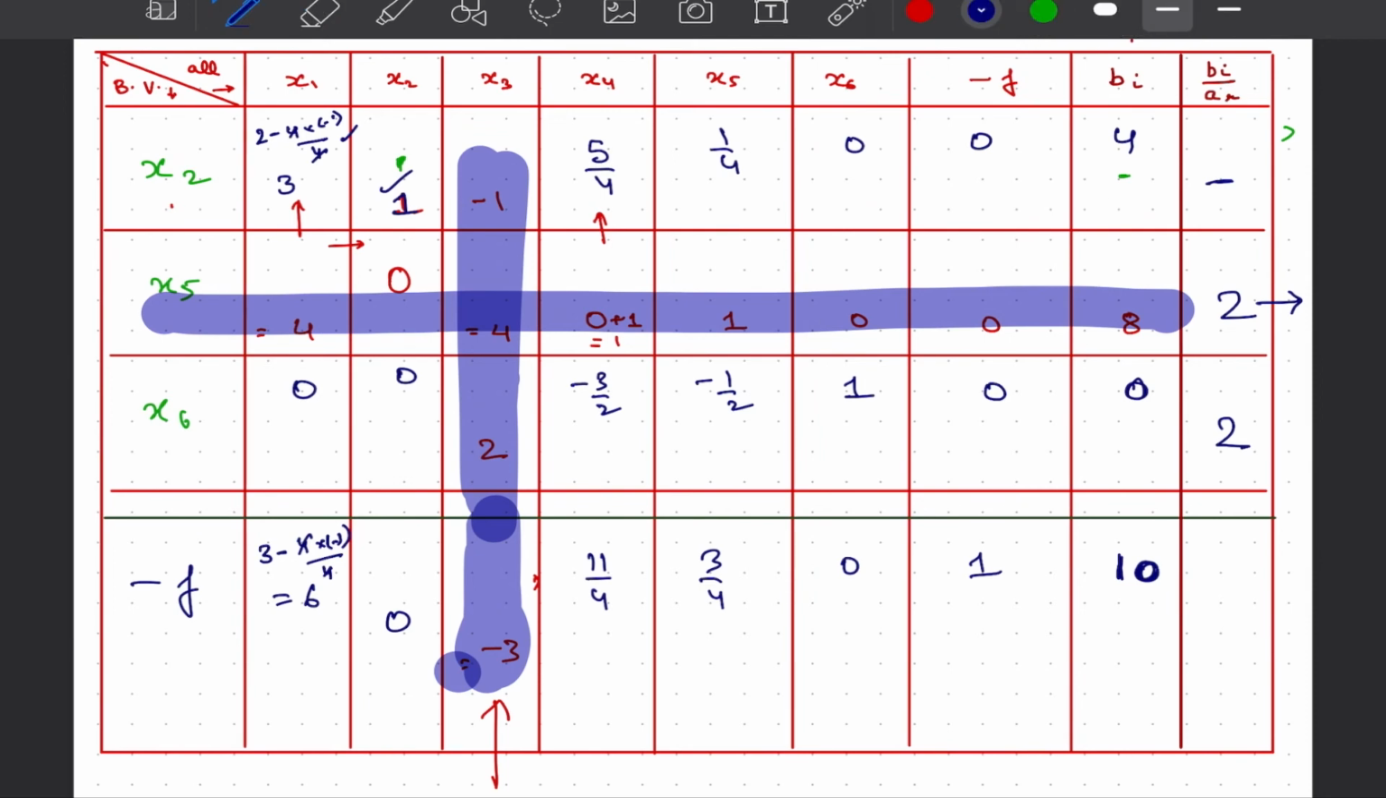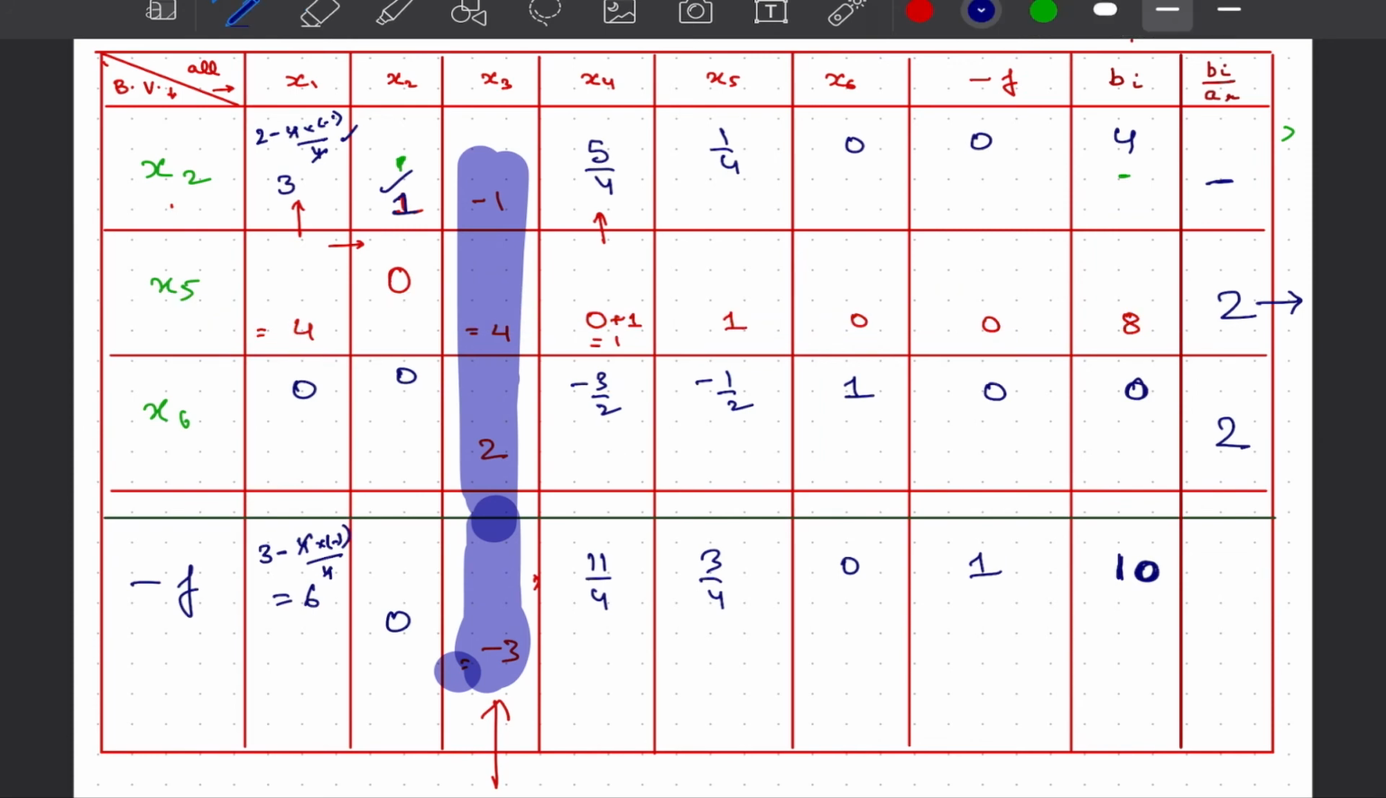Now coming to the pivot row again, so let us remove this highlight to make it clear. We will divide all these values by the pivot element in the pivot row. So this would become 4 divided by 4, 1. This would be 0. 0 would remain 0. This would become 1 by 4, this would become 1 by 4, this is 0, 0, and this becomes 8 divided by 4 equal to 2.